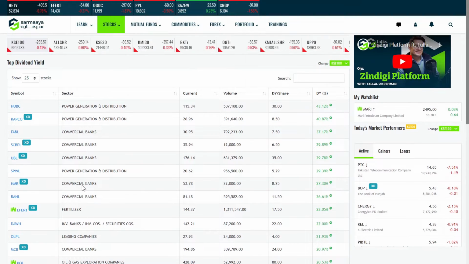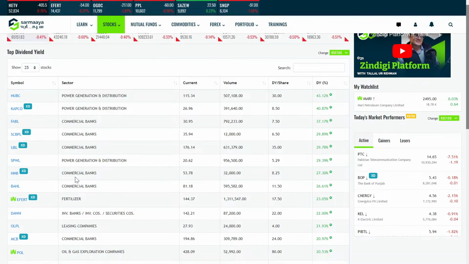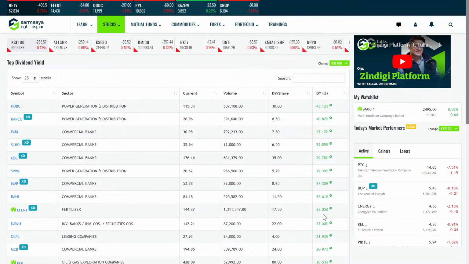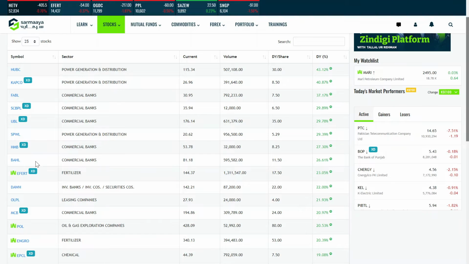So what you can do is see how many companies are Sharia compliant and are giving the best dividend yield. And right now you can see that the first company giving the maximum dividend yield of 23.05% is EFERT.